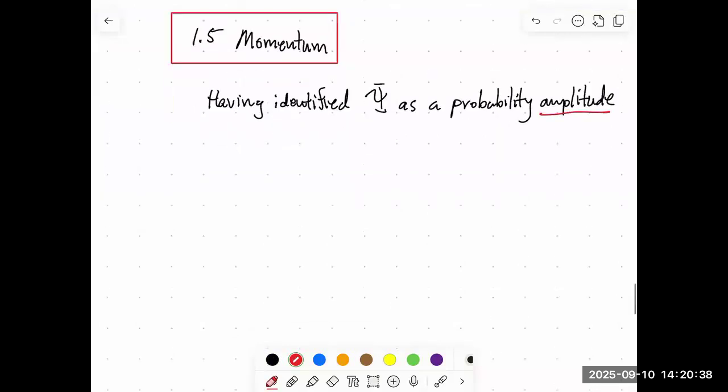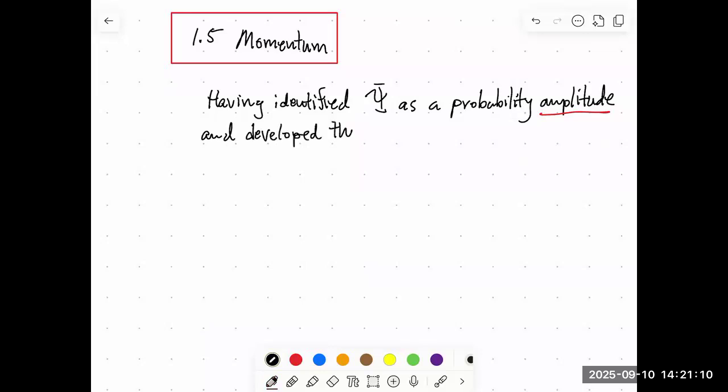It's a bit like if I had an electric field oscillating at some frequency, visible light or whatever. We would say that electric field has some amplitude. If I square it, I get an intensity. So that's sort of the distinction. All right, so we've identified the wave function as a probability amplitude.